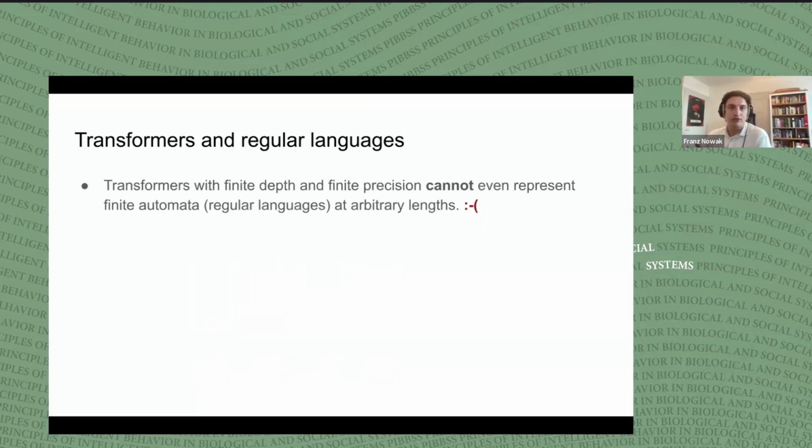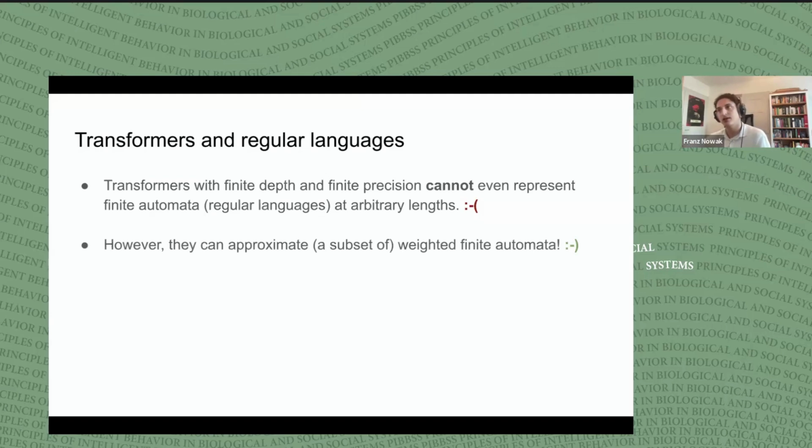Now, it's been shown that transformers that have only a finite number of layers and also finite precision, which we usually have in reality, so if we have floating point numbers with 16 bits or 32 bits, they cannot even represent all finite state automata at arbitrary lengths of input. However, when we look at the practical performance of transformers, they're very good at modeling language, which, as I said before, has been assumed to be context-free or even context-sensitive. So they seem to be very good at approximating languages that are even above the lowest level of the Chomsky hierarchy.